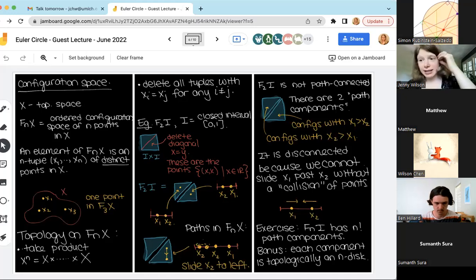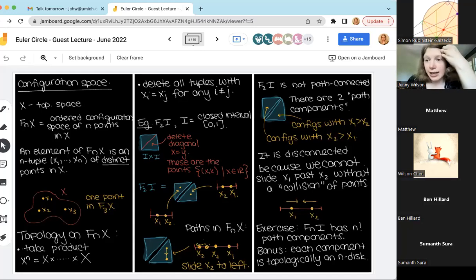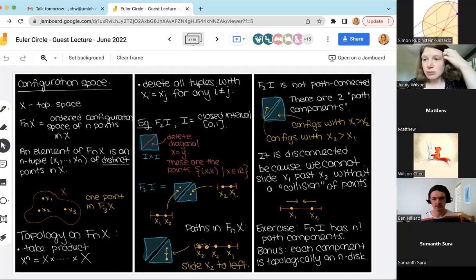So despite the fact that I can't necessarily embed X into its configuration space, I would still say that the configuration space is a good kind of invariant of a topological space X, in the sense that it's a way that I can distinguish between different topological spaces. So for example, if you look at the exercises at the end of the Jamboard, if I take the configuration space of an interval on 2 points, it's disconnected. If I take the configuration space of a plane on 2 points, that is connected.